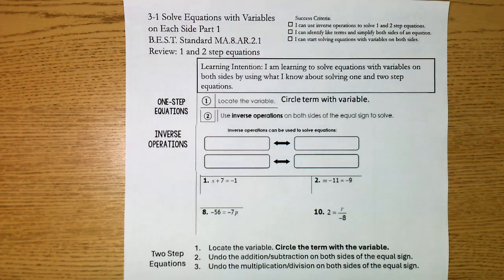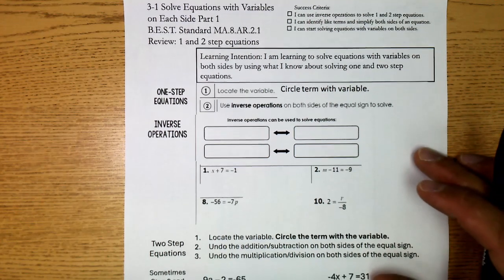So, with that being said, today I am learning to solve equations with variables on both sides by using what I know about solving 1 and 2 step equations. By the end of the class, hopefully you can say that I can use inverse operations to solve 1 and 2 step equations, that I can identify like terms and simplify both sides of an equation, so that in the next few days I can start solving equations with variables on both sides.